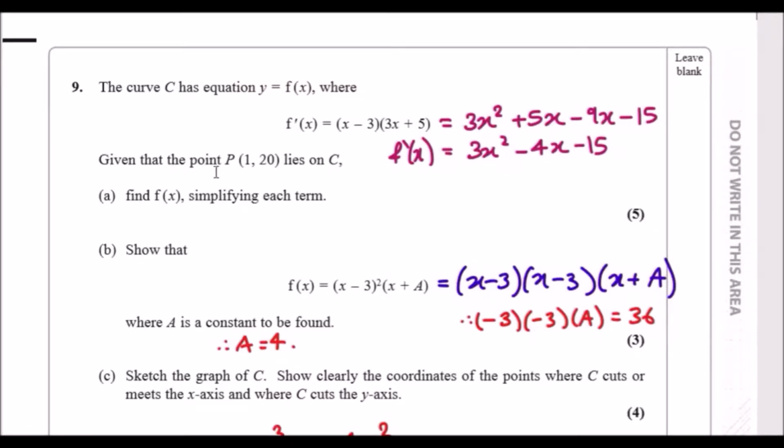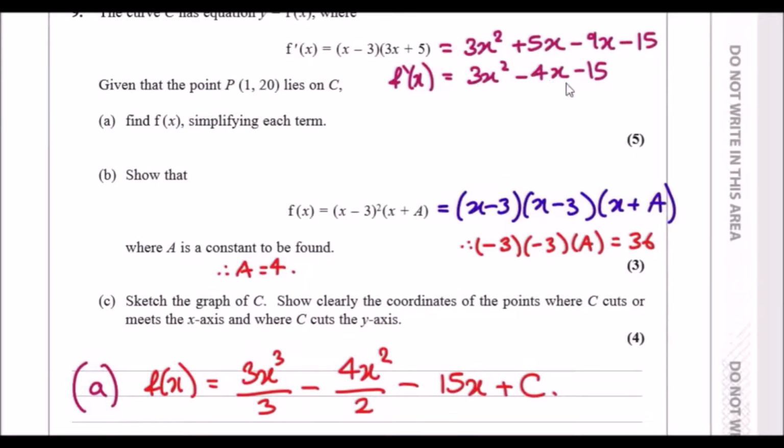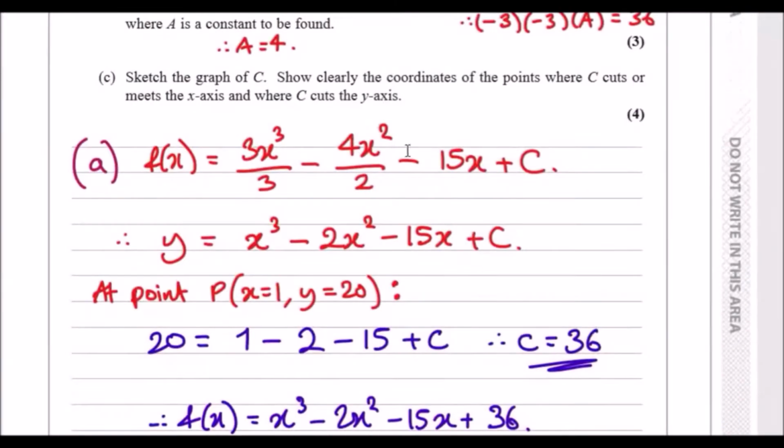Now, given that the point P lies on C, so remember this is the x and y coordinates, the only way to really do this is that you need to use y = f(x). So you need to integrate this, find f(x) and simplify each term. This is straightforward. To go from f'(x), you need to integrate to have f(x).